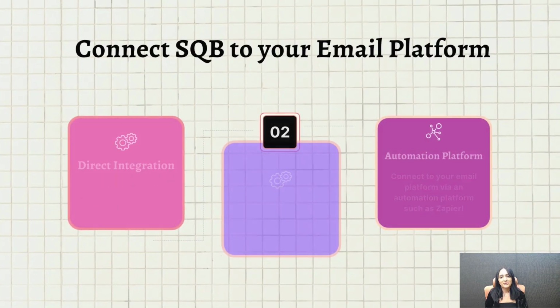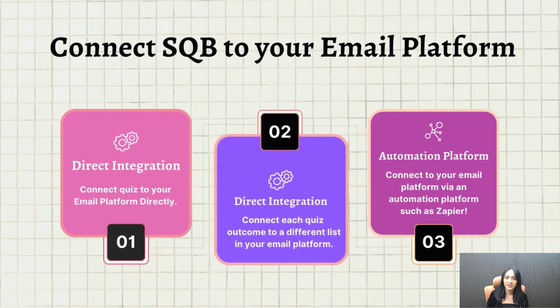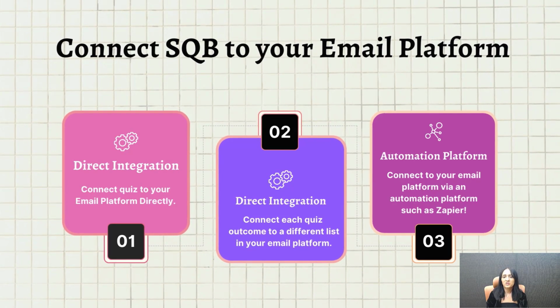All right, that's it for now. This is how easy it is to integrate SQB with your email platform. Even if there is no direct integration, you can use an automation platform to do the integration. So you can add users to the same list and give them different tags, add them to different lists. That's up to you. You can configure all of this at quiz level. You can do different things for different quizzes. SQB has so many different options. So it's really easy to integrate SQB with your email platform like I showed you.